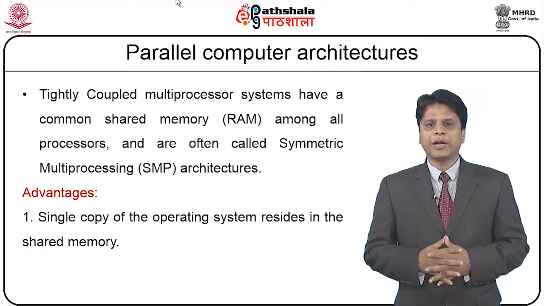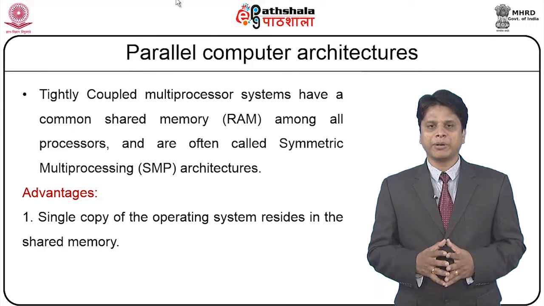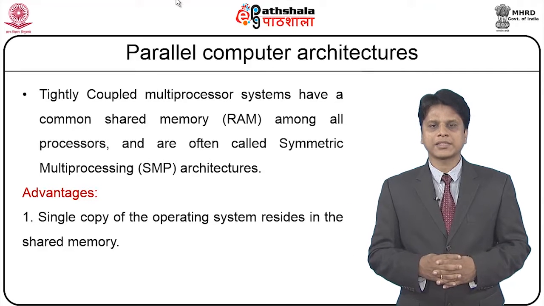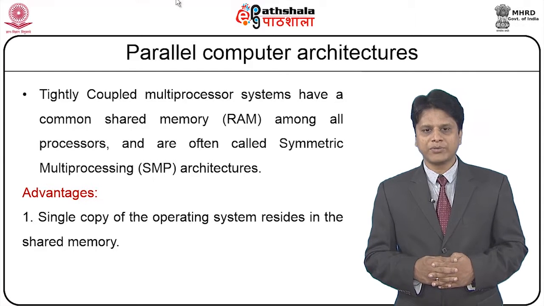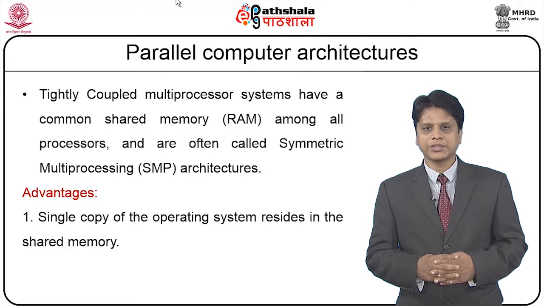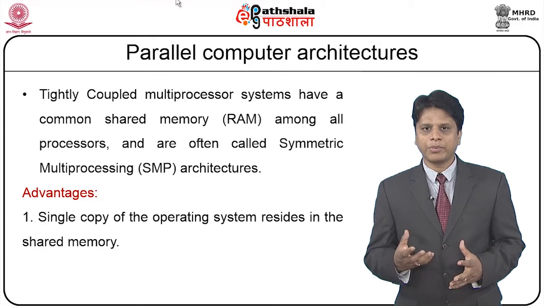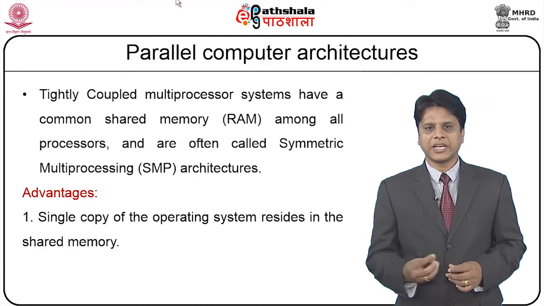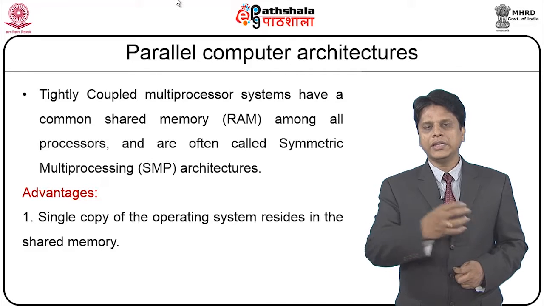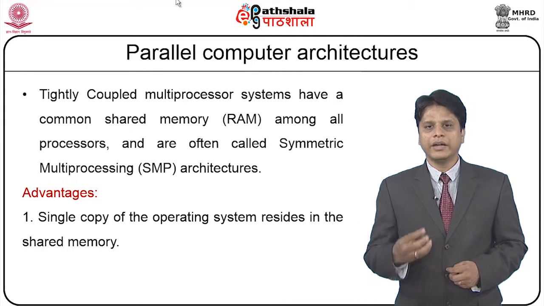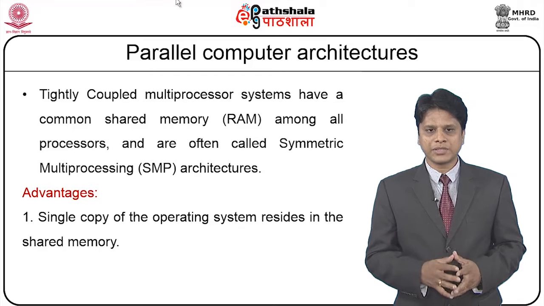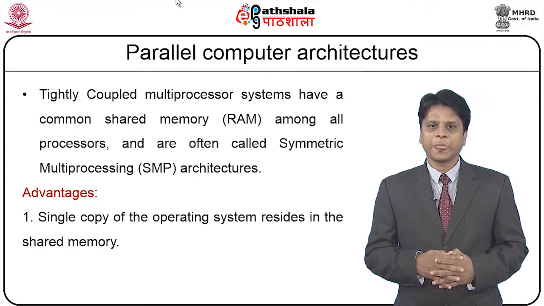Tightly coupled multiprocessor systems have a common shared memory. There is a common memory which almost all the processors access, and these are often called symmetric processing architectures. Some advantages of a common shared RAM: a single copy of the operating system resides in the shared memory, and the entire work is taken up there. Processing is done at the symmetric multiprocessor itself, and only the result is given to the requesting clients.